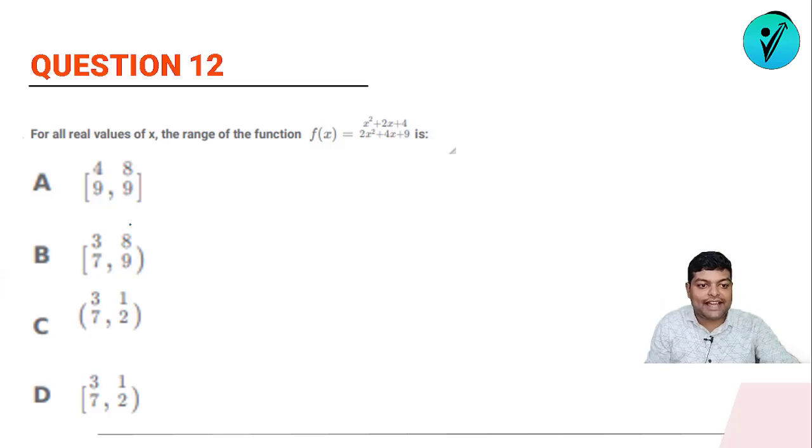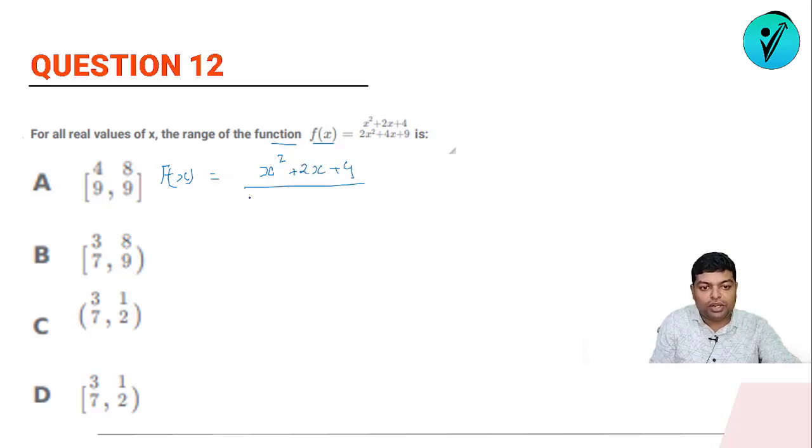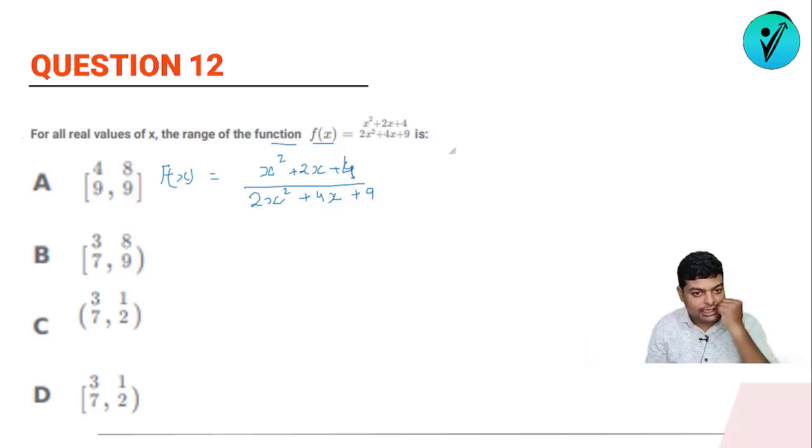For all real values of x, the range of the function f of x, so we have a function f of x, and we have to get the range of it. So f of x is x square plus 2x plus 4 upon 2x square plus 4x plus 9.